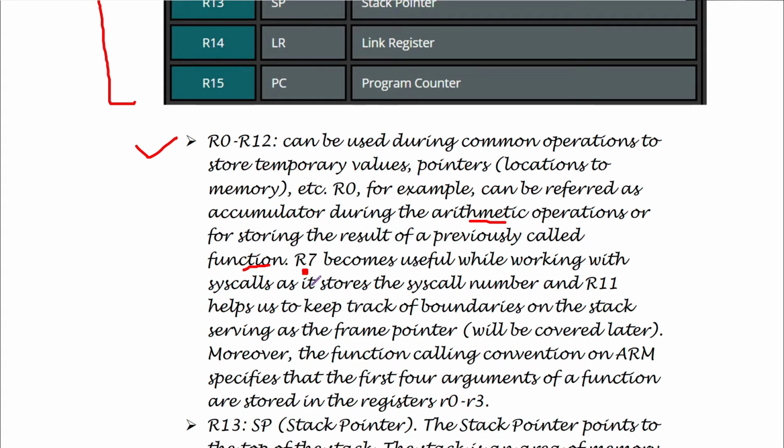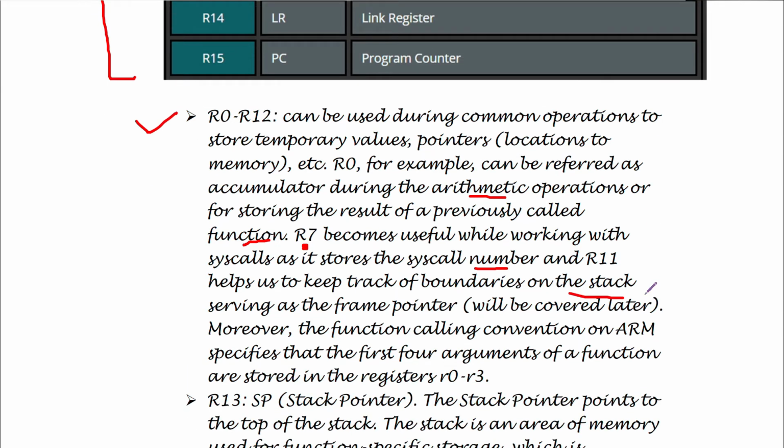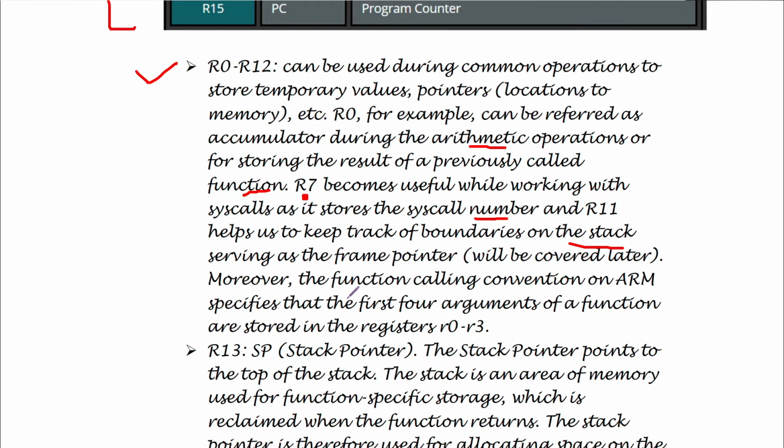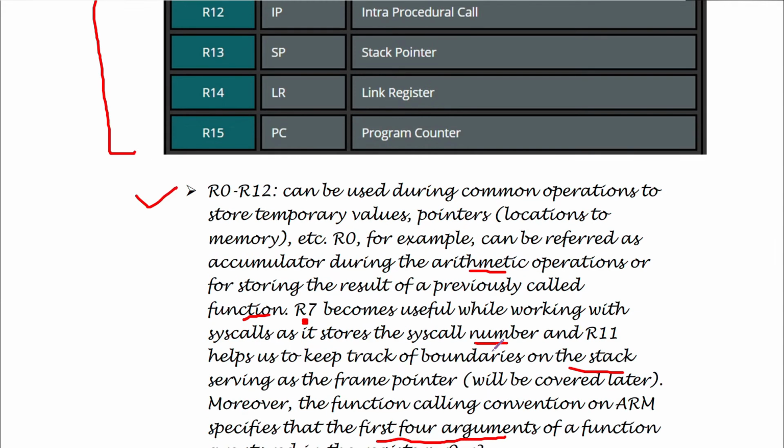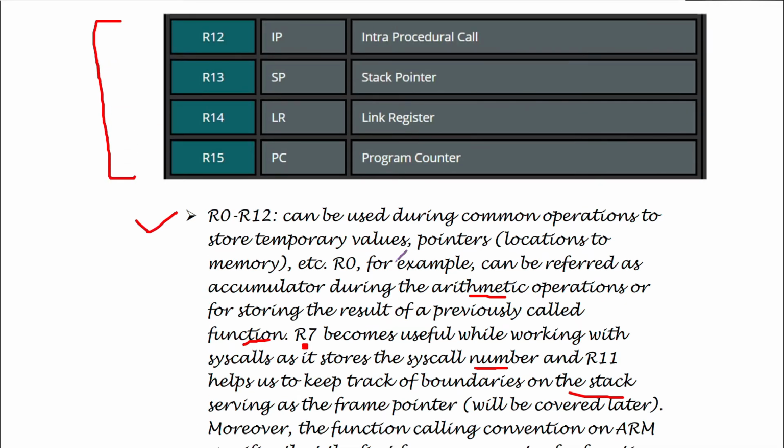R7, for instance, becomes useful when we are working with system calls as it stores the syscall number, and R11 helps us to keep track of boundaries on the stack. Moreover, the function calling convention of ARM specifies that the first 4 arguments of any function are stored in the registers R0 to R3. So apart from the general purpose functionality, ये कुछ specific functionalities हैं जो कि आप R0 to R12 में use कर सकते हैं, right?